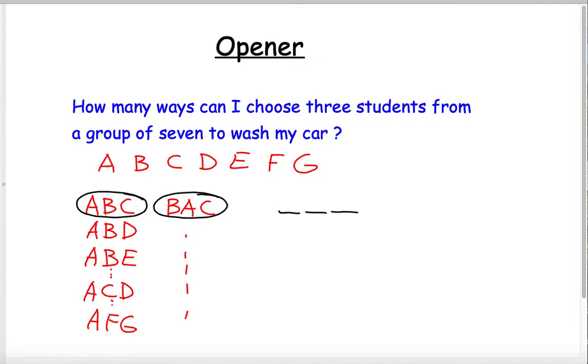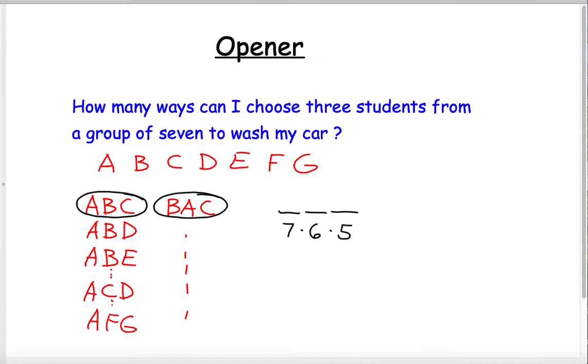I have 3 spots, 3 lucky students to wash my car. How many choices do I have for the first student I pick? Well, there's 7 students, so I could pick any one of the 7. Now I've picked one of those 7 students. How many do I have left for the next spot? Well, I have 6. And then that leaves me 5 for the third spot. So 7 times 6 times 5.